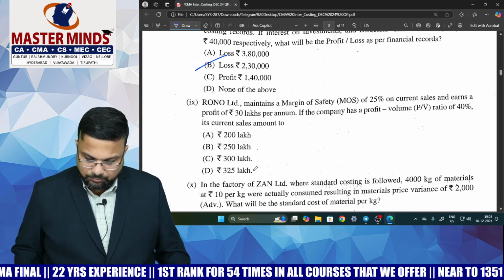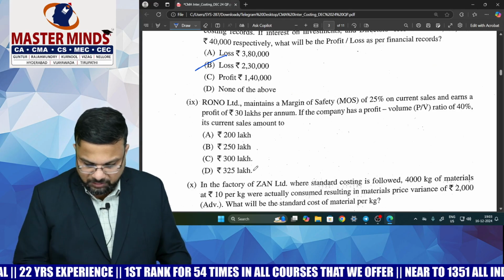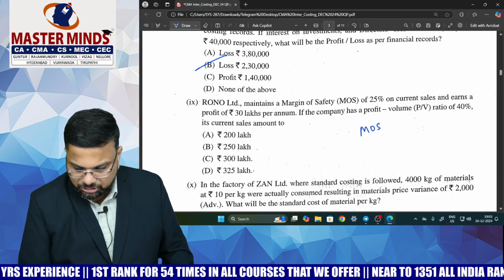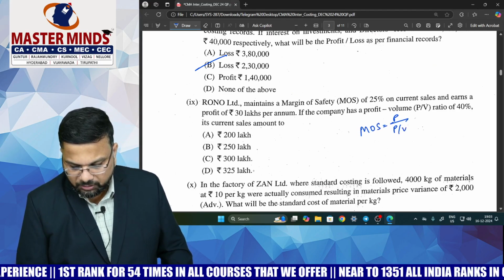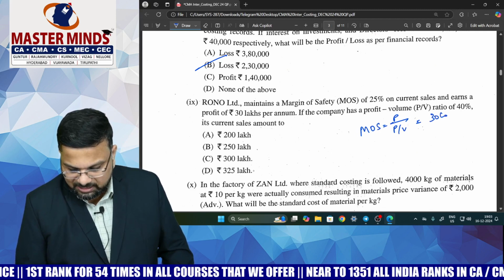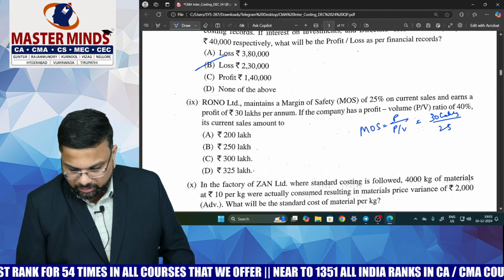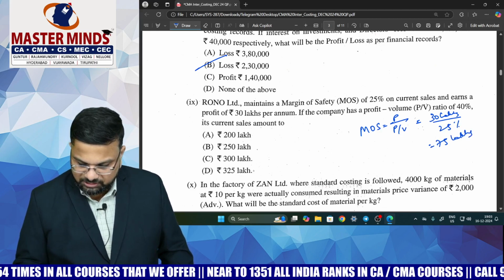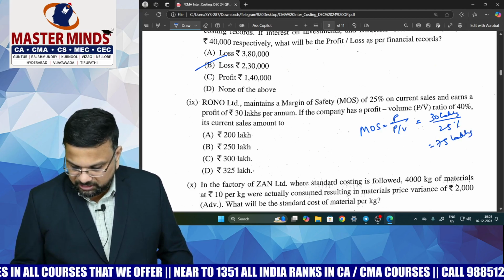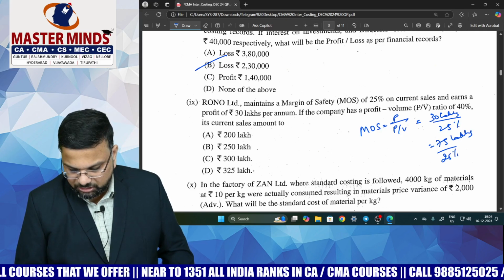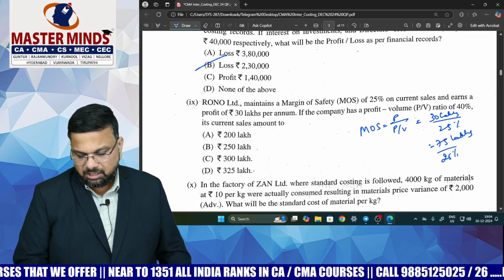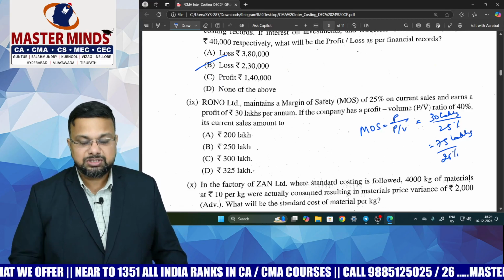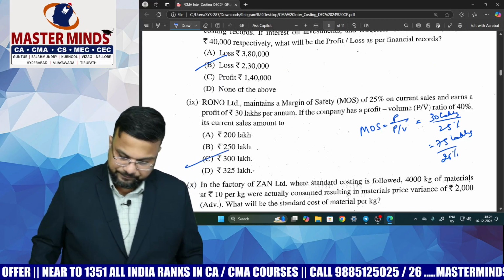MOS is given, profit is given, PV ratio is given. They're asking us to calculate sales. Formula: MOS equals profit by PV ratio. That is 30 lakhs divided by 25%, so we will get 75 lakhs. Which is equal to 25%, right? So MOS is 25% of sales. I want to calculate sales, so it will be 300 lakhs.